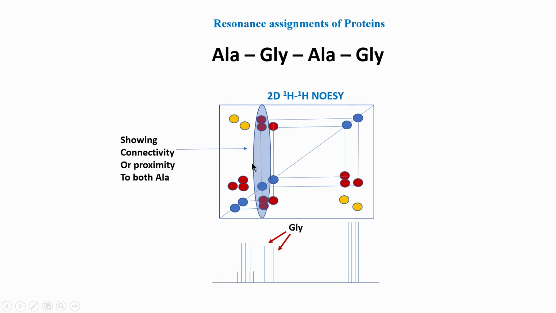So, that means this glycine, which is this particular glycine here, is showing me proximity, a close distance, to 2 alanines, which means it could be only this glycine, because only this glycine is close to both the alanines, whereas this glycine is close to this alanine, but it is far away from here. So, now I can assign that this glycine peak is definitely G2, because it is showing me correlation to both the alanines.